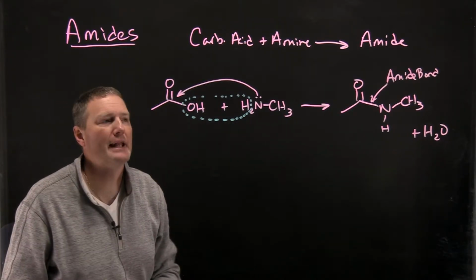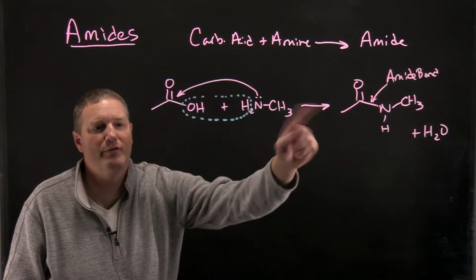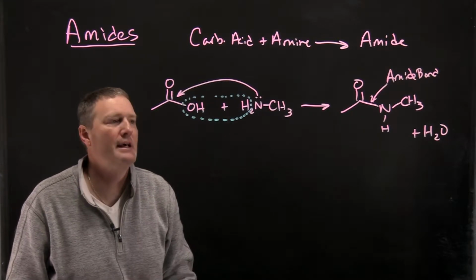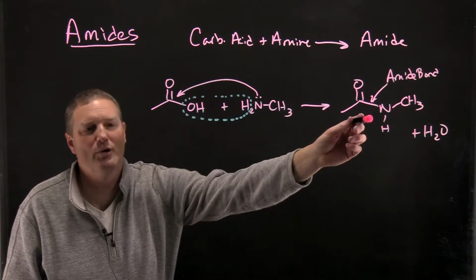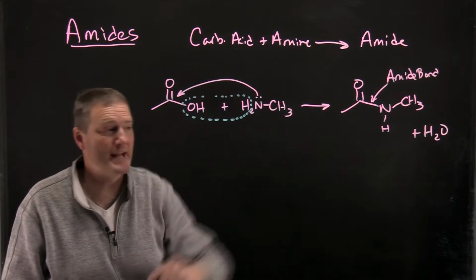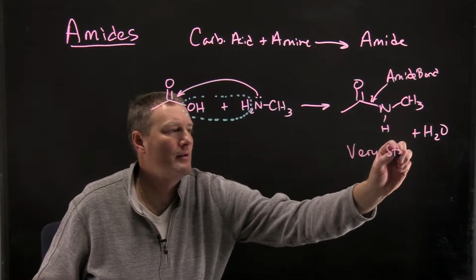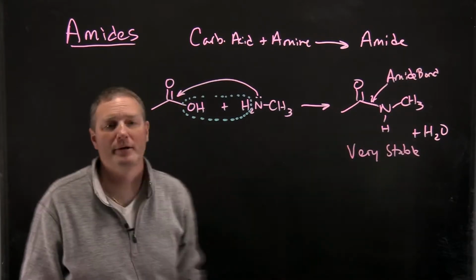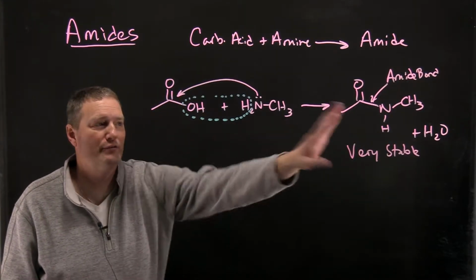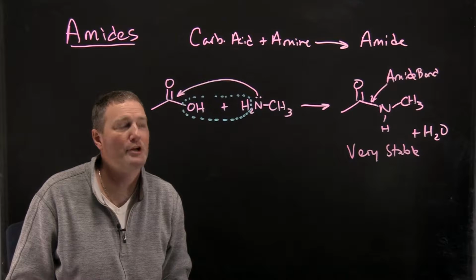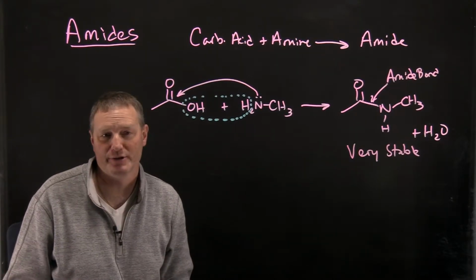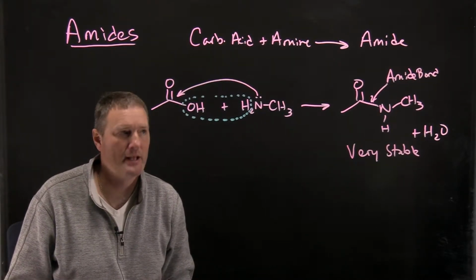I will mention that I haven't really drawn this arrow as a reversible arrow like we did with esters. That's because the product that's formed, the amide, is much more stable. Okay, so the equilibrium of amide formation favors the formation of the amide bond much more favorably than it does, say, in an ester type formation reaction.